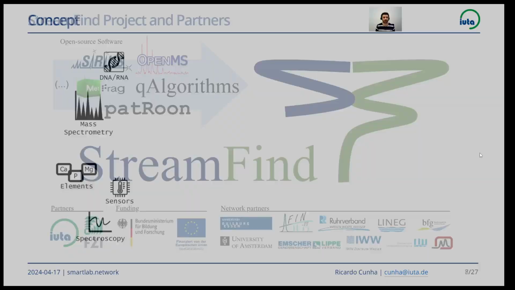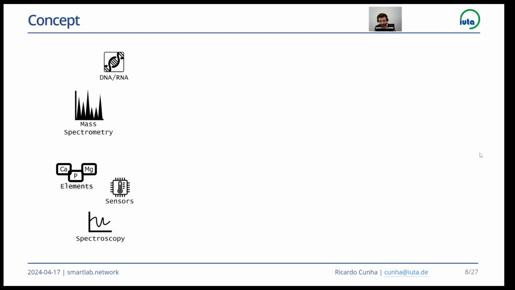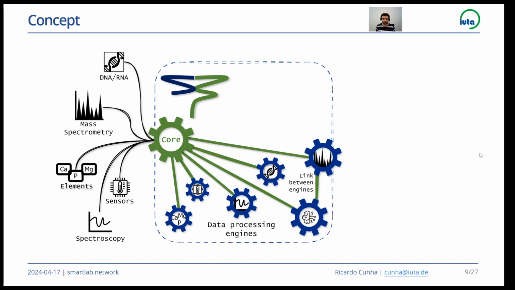I would like to continue with the concept, and as I said, we have different types of data. In this case, we give examples of DNA, mass spectrometry, elements, if you would like to look into the elemental composition of a given sample, but also sensors or spectroscopy. The concept itself is to build a platform where we fill it with data processing engines. So this is a metaphor, of course. But within these engines, the data is processed according to workflows.